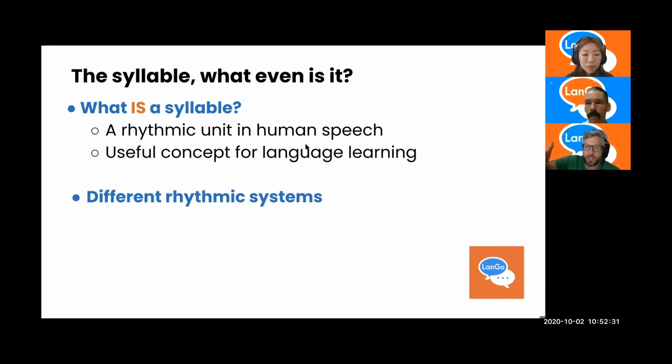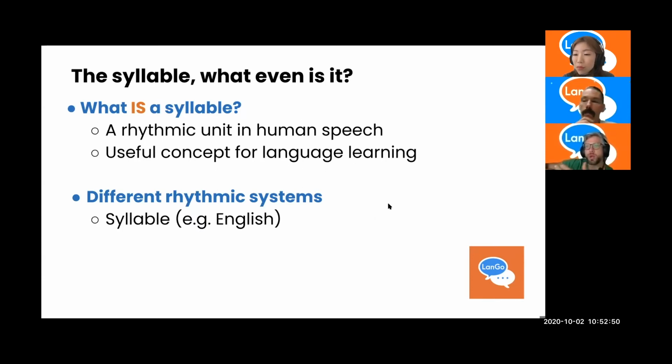So maybe you've learned about the syllable in school. Sometimes in America, it's taught with clapping. You clap the syllable. But there are different rhythmic systems in the world, and not all of them employ the syllable. English, I would say, uses a syllable. There is another system called the mora, which is used by languages such as Japanese. And there are other proposed systems as well, such as stress-timed and things like that.